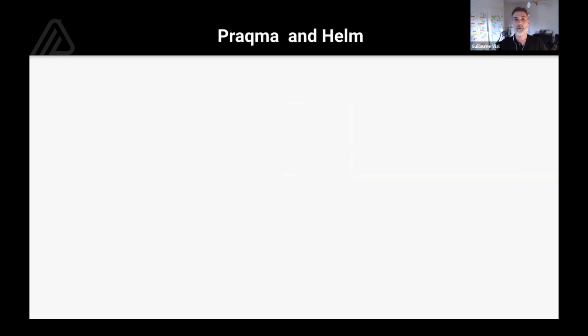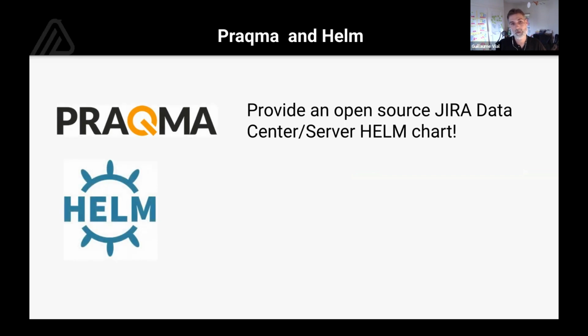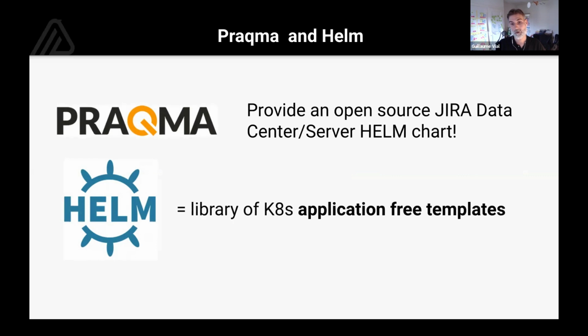And the really good news is that I already talked to you about Praqma. Praqma is now providing a Jira Data Center Helm chart. What is Helm? Perhaps you already heard about it. For people who know web development, who know about NPM or something like that, it's really a library of pre-configured templates for Kubernetes. And it's growing very quickly. It's a full library of pre-configured applications that you can use.